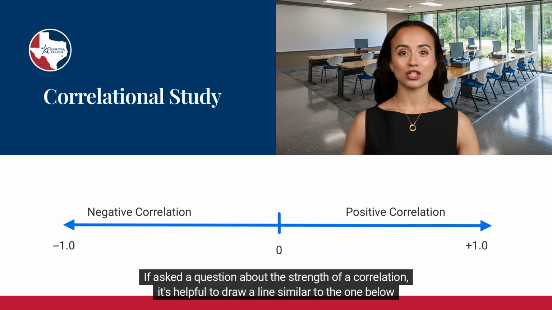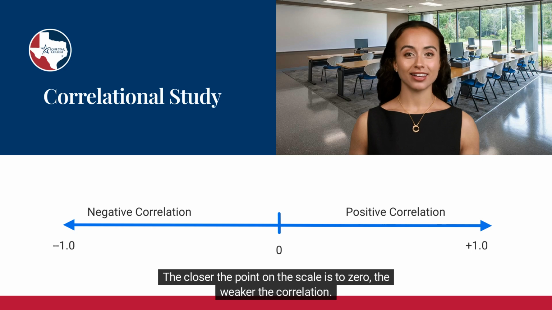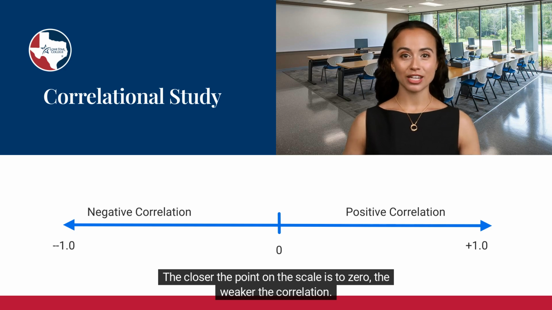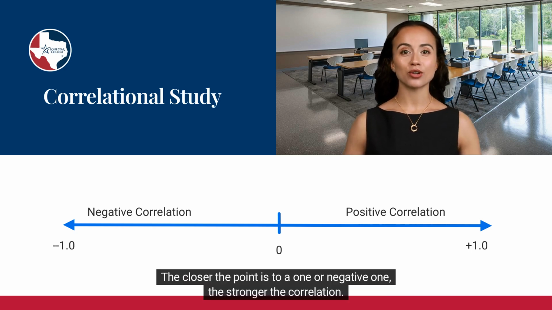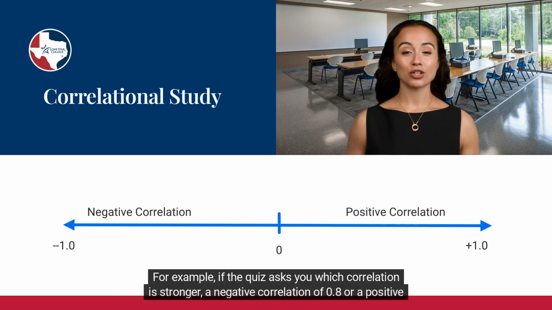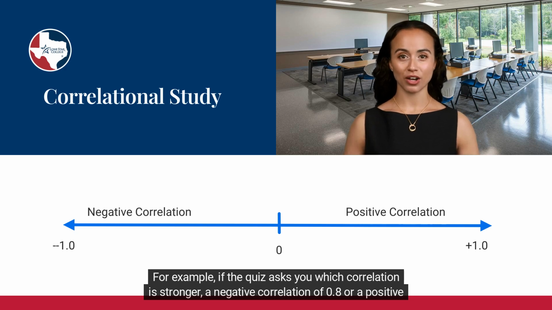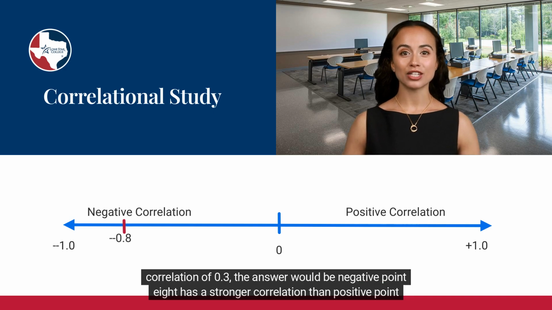If asked a question about the strength of a correlation, it's helpful to draw a line similar to the one below me. The closer the point on the scale is to 0, the weaker the correlation. The closer the point is to a 1 or -1, the stronger the correlation. For example, if the quiz asks you which correlation is stronger, a negative correlation of 0.8 or a positive correlation of 0.3, the answer would be -0.8 has a stronger correlation than +0.3.